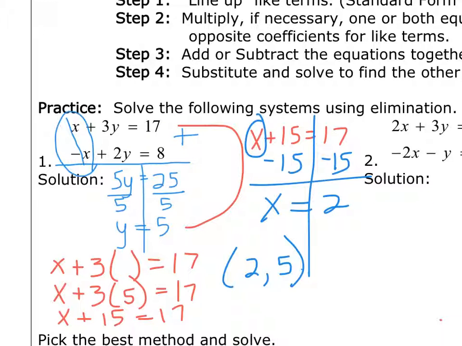Okay, pause your video and do the others on your own, and then start the video to check your answers. And if you have any other questions, come to tutoring.